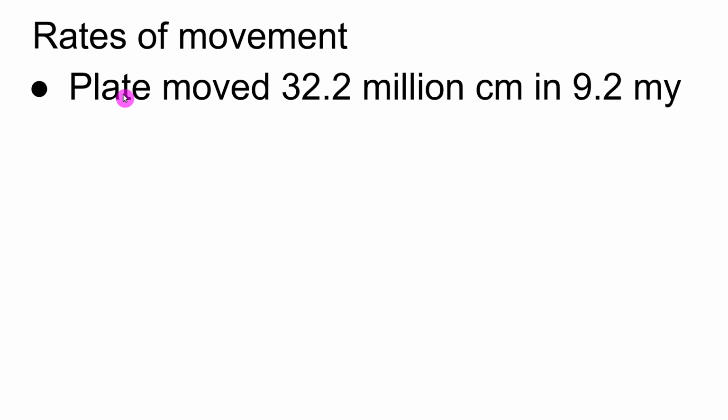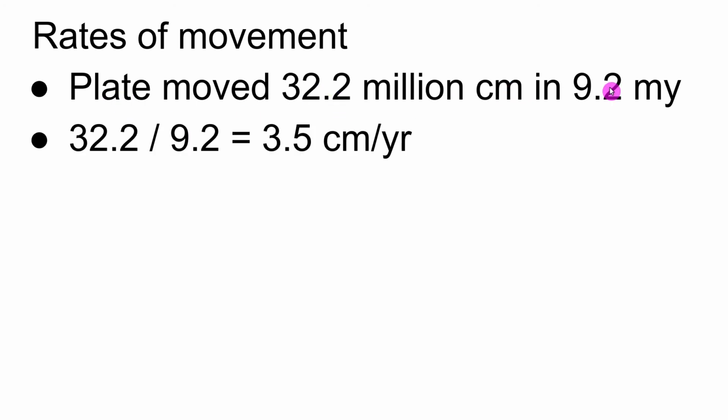Back to the Hawaiian examples. The plate moved 32.2 million centimeters in 9.2 million years. So 32.2 divided by 9.2 is 3.5 centimeters per year. 3.5 was exact. I didn't have to round. But I want you to round all of the speed of plate movement numbers to one decimal place. So this is going to be 3.5 centimeters per year.